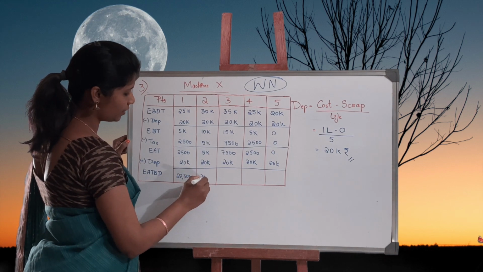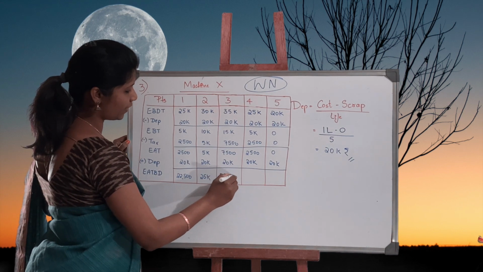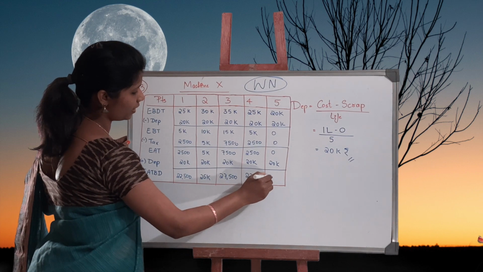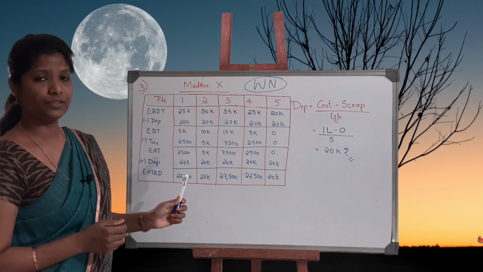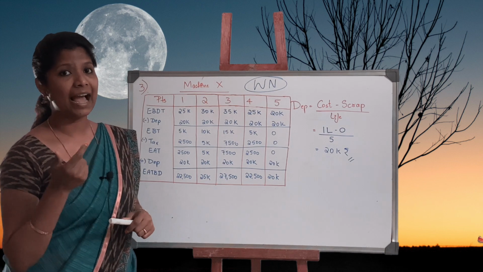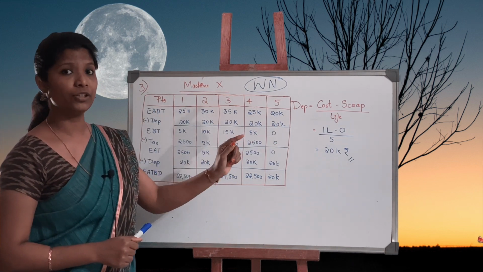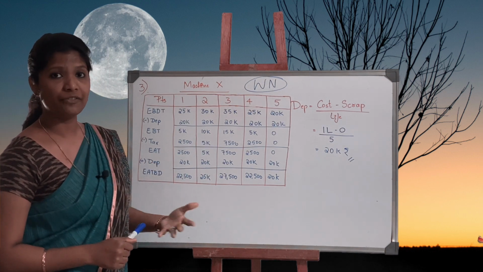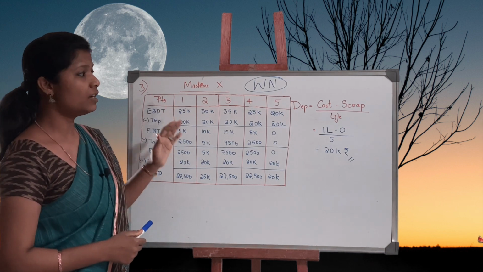22,500, 20,000, 27,500, again 22,500 and 20,000. So these are the values to be considered for machine X in order to find out your payback period and your net present value, not on the cash flows that they have given, but on the cash flows that we have found out. Those are earnings or cash flows that are after tax and before depreciation. Is that clear? So this is the working note.